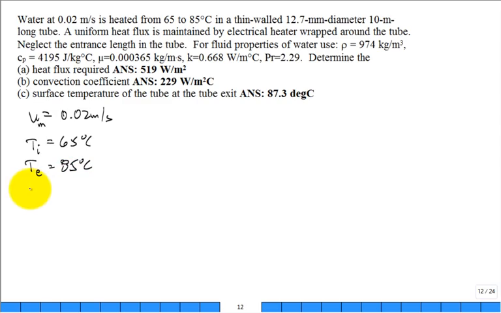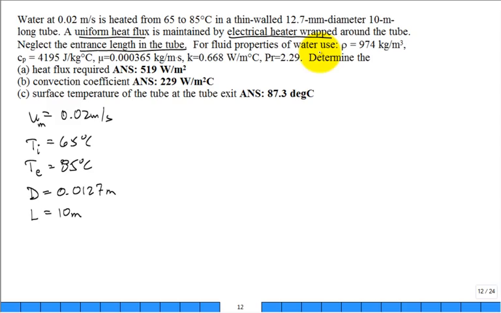The thin-walled tube has a diameter of 0.0127 meters. Might as well convert that from millimeter to meter right away. It then has a tube length of 10 meters. Has a uniform heat flux. Aha! They've given me some key information there. And it's maintained electrically by a heater that's wrapped around the pipe. Neglect the entrance length of the tube. I was probably going to do that regardless, but I'm glad they said it.